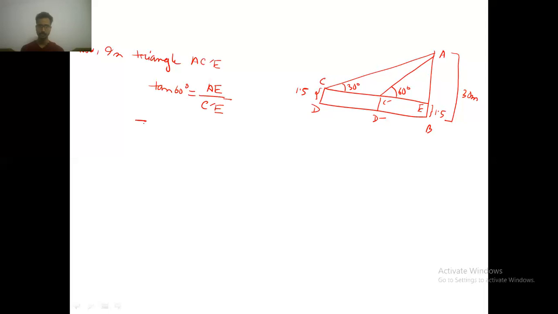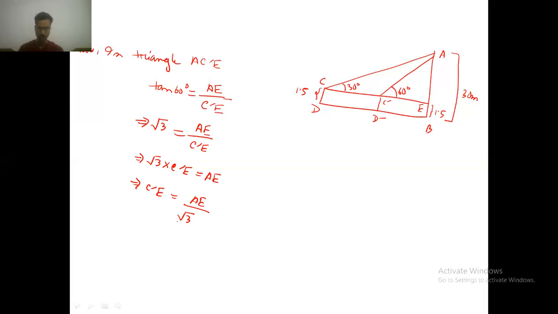Now what is the value of tan 60 degrees? The value of tan 60 degrees is √3, and AE we have found just now. We have to find the value of C'E. Now cross multiply it: √3 into C'E equal to AE. So C'E will be AE by √3.